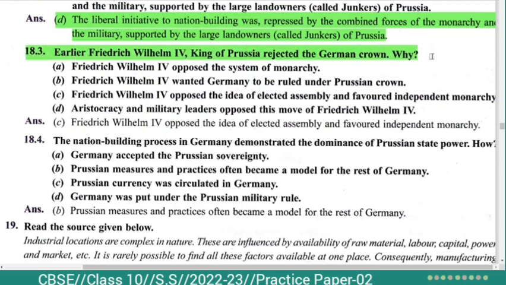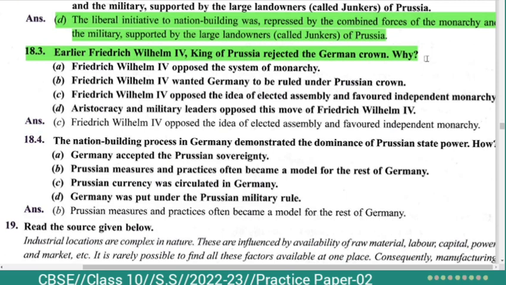Question number 18.3. Earlier, Friedrich William IV, King of Prussia, rejected the German crown. Why? Option A. Friedrich William IV opposed the system of monarchy. B. Friedrich William IV wanted Germany to be ruled under Prussian crown. C. Friedrich William IV opposed the idea of elected assembly and favored independent monarchy. D. Aristocracy and military leaders opposed this move of Friedrich William IV.